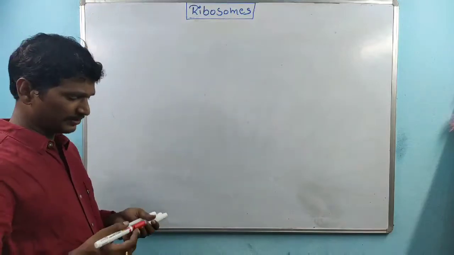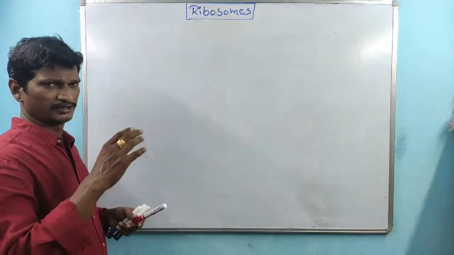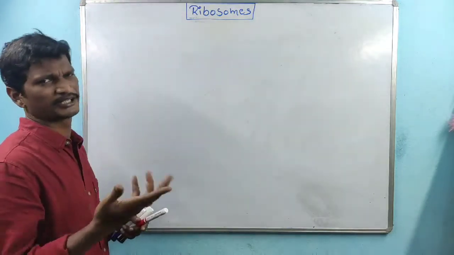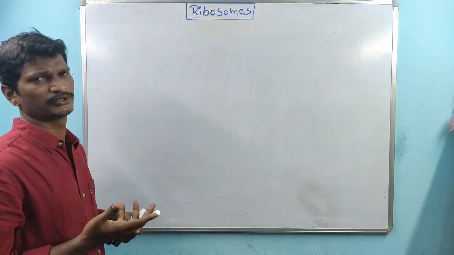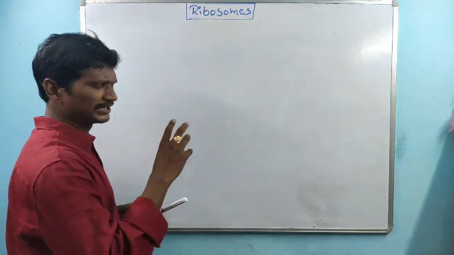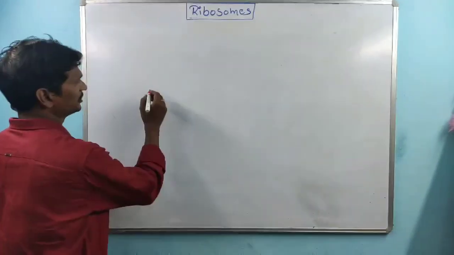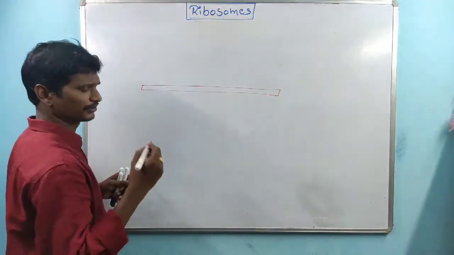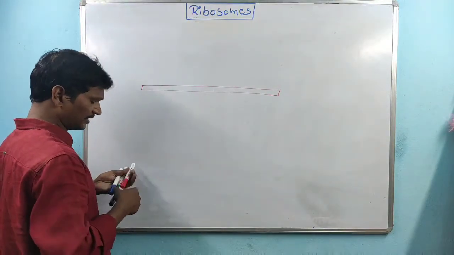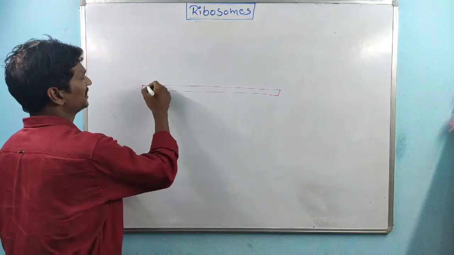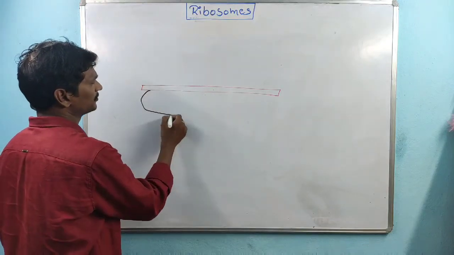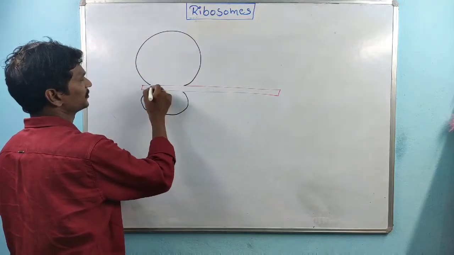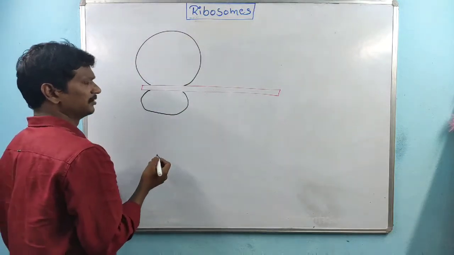Within ribosomes, either prokaryotic or eukaryotic, three sites are present. Suppose this is one of the mRNA structures. During the protein synthesis process, ribosomes bind upon the mRNA. This is the small subunit of the ribosome, and this is the large subunit of the ribosome.